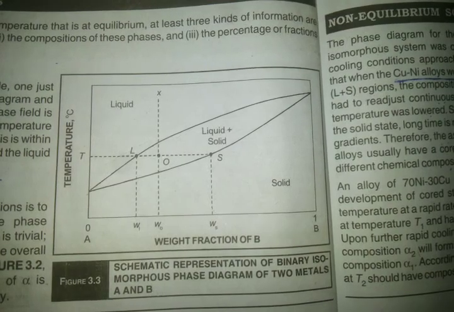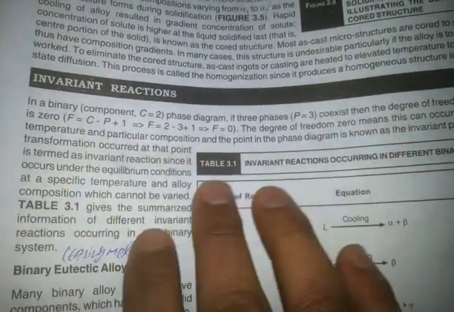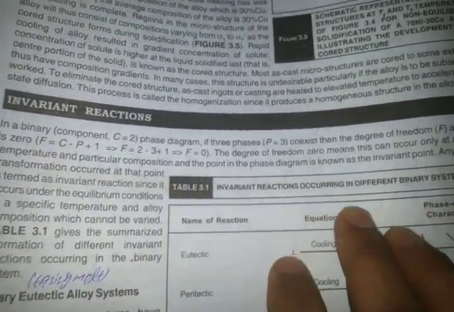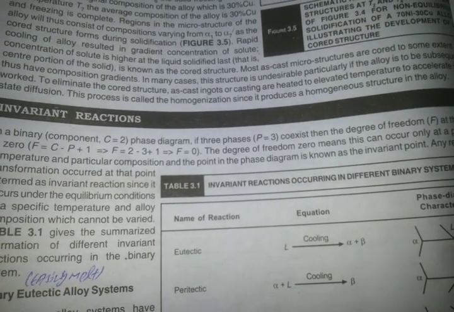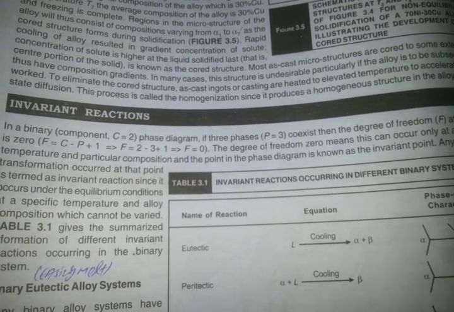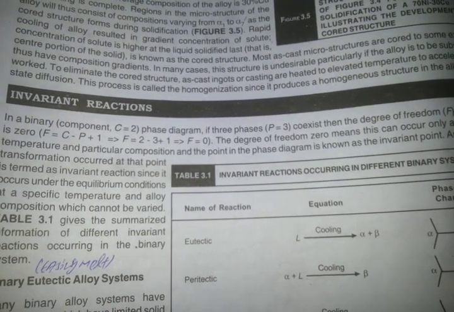Now let us go back to the invariant reactions. As you can see, it has been written in the introduction that in a binary, C equal to 2, phase diagram, if 3 phases coexist, then the degree of freedom at that point is 0, because the phases present are 3 in the invariant reactions. So we will take an example here.